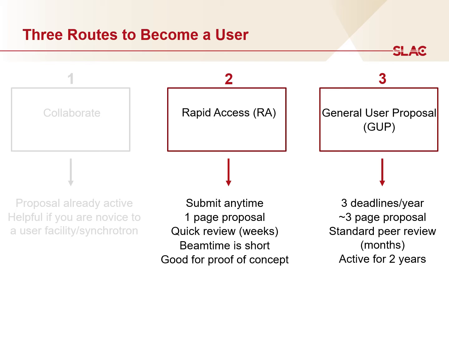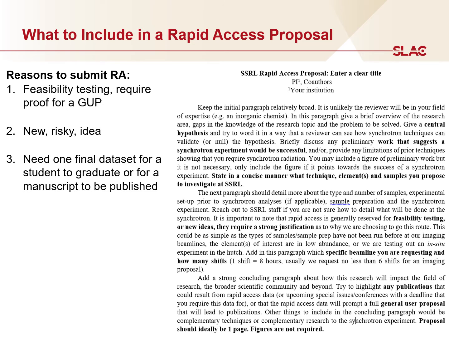For the remainder of the talk, I will detail more about what is included in rapid access and general user proposals, where to submit the proposals, and what to expect after submission. Like I mentioned, a rapid access proposal must be short, approximately 1 page, clear and concise. A rapid access proposal must have a strong justification as to why you are opting for this route over a general user proposal, such as novel methodologies or difficult samples.